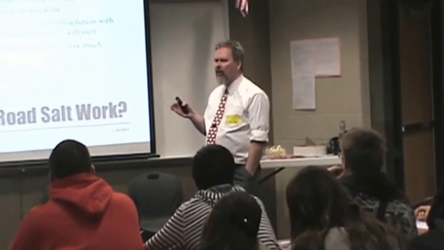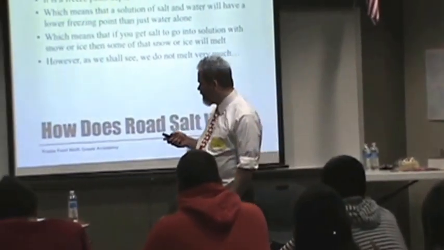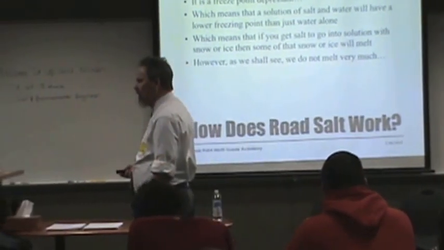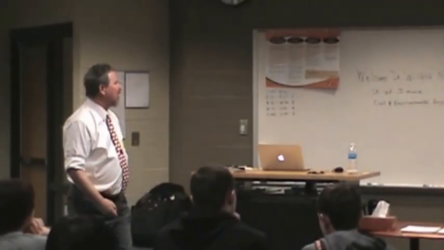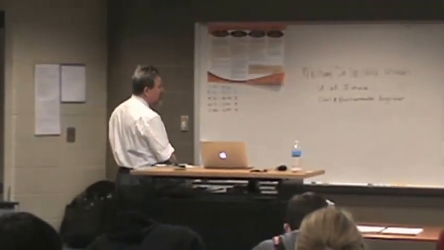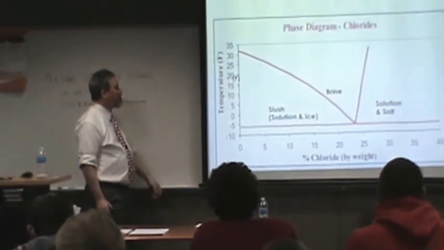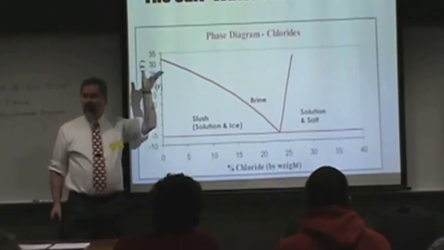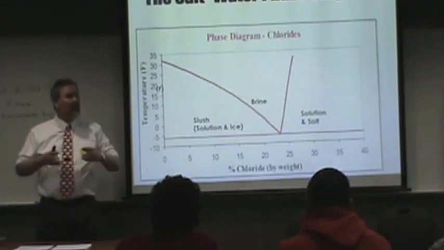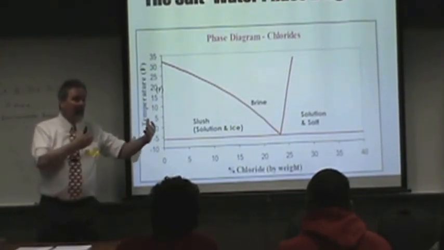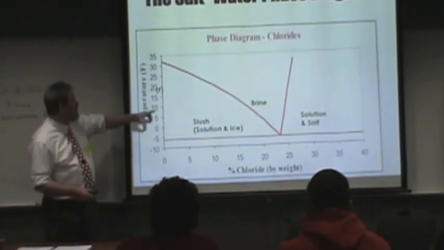We'll get into why that's not quite so bad a thing as you might think it is. But first, let's dive into the chemistry. How does this work? Well, we begin with what's known as a phase diagram. And this is simply a graphical representation of the salt-water system. In this case, salt is sodium chloride and water in solution.